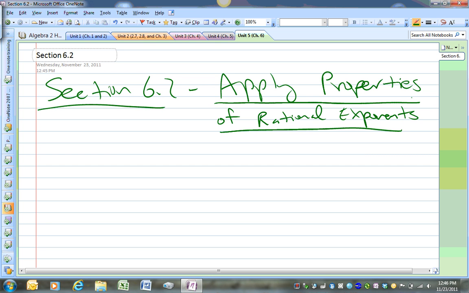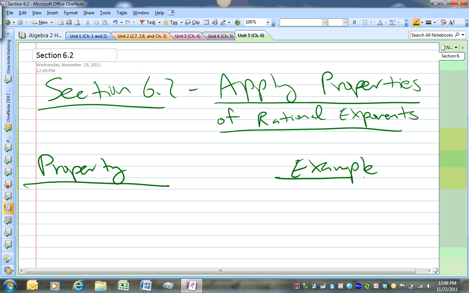So we talked about the properties of exponents in the previous unit, but I probably should bring it up again. So here I'll state the property, and here I'll give an example. So the first property will be something like this. In this case, we're allowed to add the two exponents together.